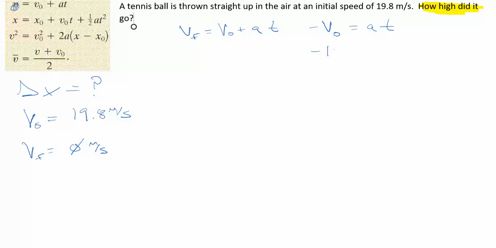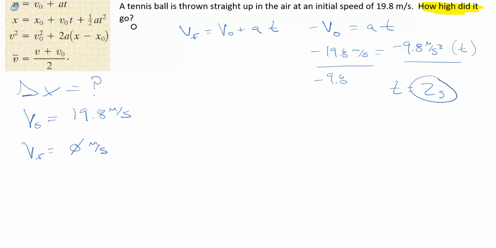So we say negative 19.8 meters per second is equal to, now acceleration is going down in this problem, so it has a negative value, negative 9.8 meters per second squared, times time. I want to get time by itself, so I divide both sides by negative 9.8, and in the end, t is equal to 2 seconds. So now I can take that variable and put it over here on my list.